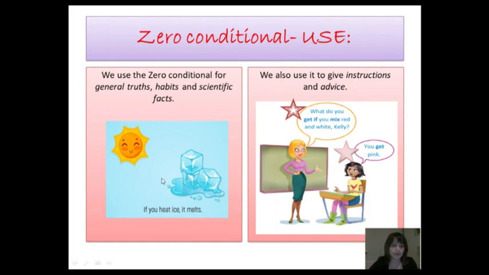What is the condition in this sentence? To heat the ice. Uslov u ovoj rečenici je da zagrejemo led, jer ako ga ne zagrejemo, radnja se neće realizovati, led se neće istopiti. Sa druge strane, šta je uslov da dobijemo roze boju? Uslov je da pomešamo crvenu i belu.